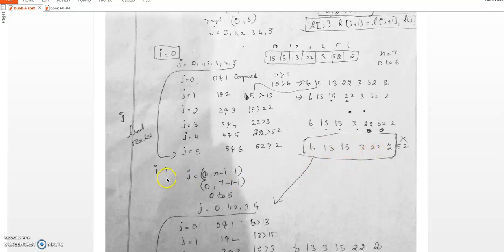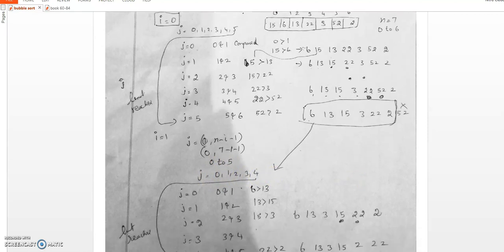Okay, then i equal to 1. Likewise, when i equal to 1, what is the j limit? j varies from 0 to 5. So 0 to 5 means j takes the values 0, 1, 2, 3, 4, 5. First, when j equal to 0, 0 and 1 will be compared. There is no need of swap. When j equal to 1, 1 and 2 are compared. 13, there is no need of swap.